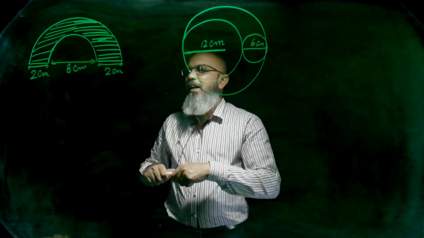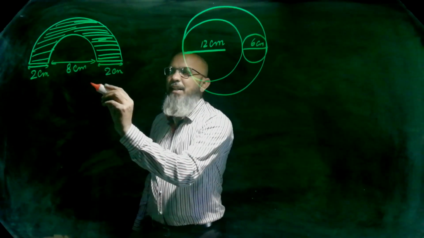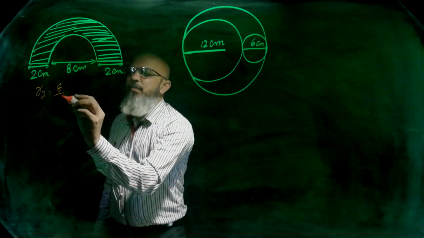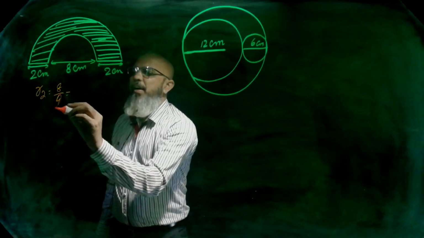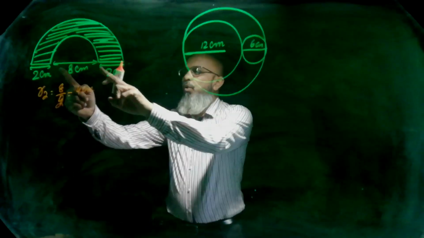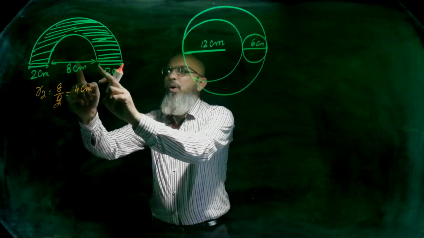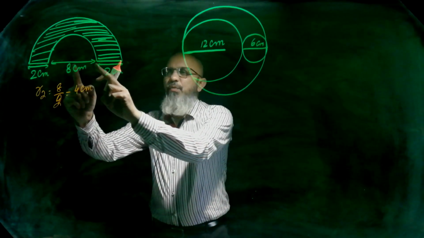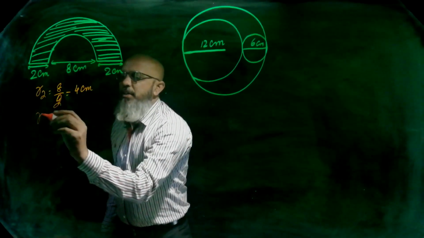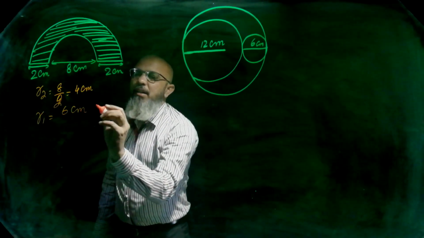Now what is the radius of the bigger circle? What is the radius of the smaller circle? That is 8 centimeter. So what will be your r2? Your r2 is 8 divided by 4, that is 8 divided by 2, that is equal to 4 centimeter. Now what is the radius of the bigger circle? That is 2 centimeter. And what is the radius of this circle? That is 4 centimeter. So the radius of the bigger circle, we name it r1, and that is 4 plus 2, that is 6 centimeter.